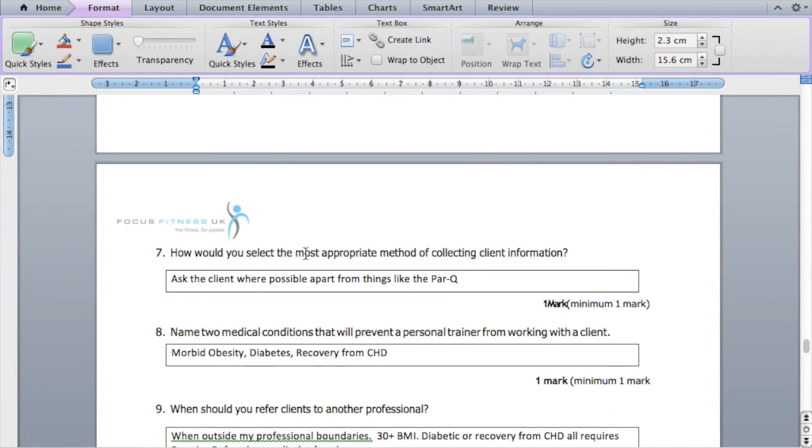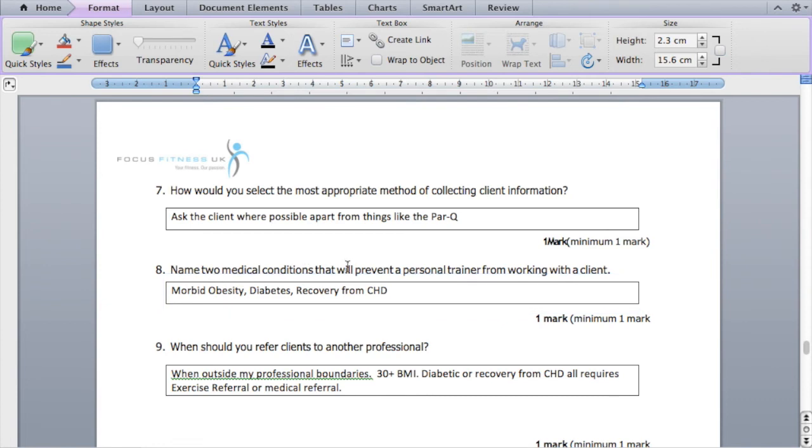How would you select the most appropriate method of collecting client information? Well, the first thing I would do is ask the client which is their preferred method of collecting it. If it's a PAR-Q, unfortunately, they need to complete that PAR-Q. So I've put here, ask the client where possible, apart from things like a PAR-Q.